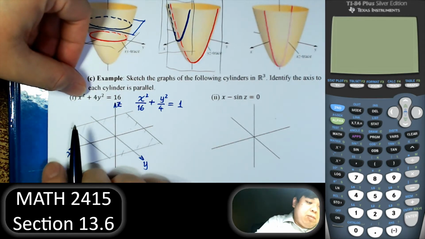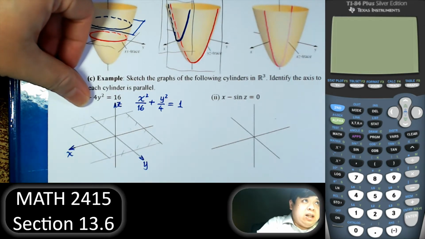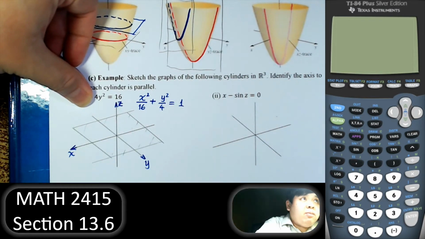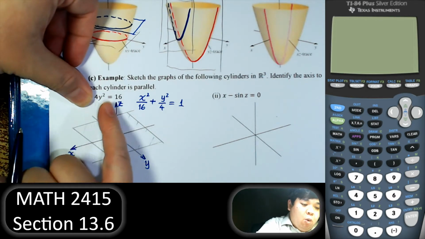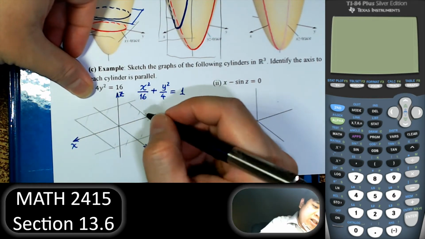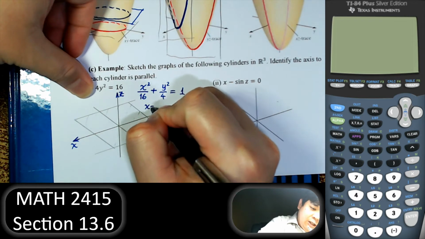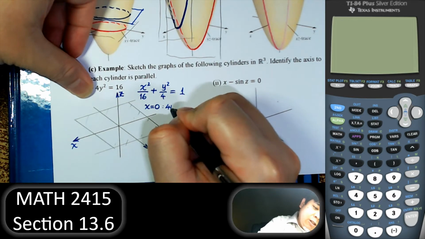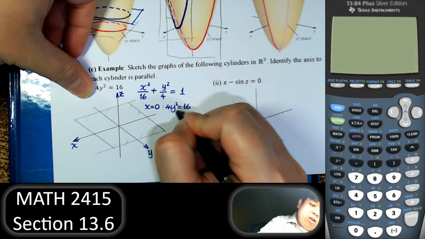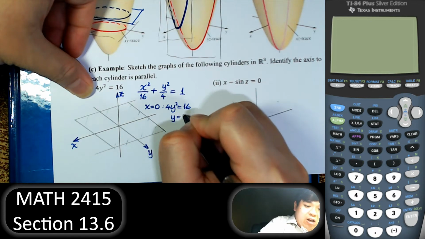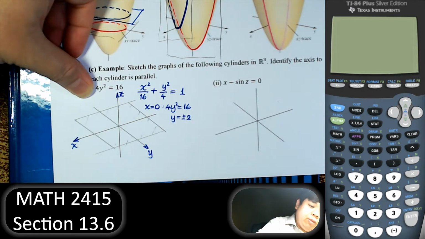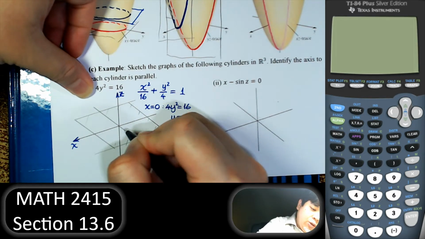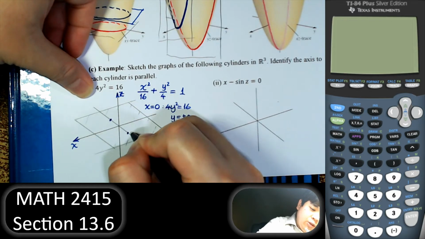But for now, if x squared plus 4y squared equals 16, let's assume that now we focus on the xy trace, which is that plane. If x equals 0, 4y squared equals 16, which gives us y squared equals 4, so y equals plus or minus 2, right? So on the y-axis we have y-intercepts 2 and negative 2.